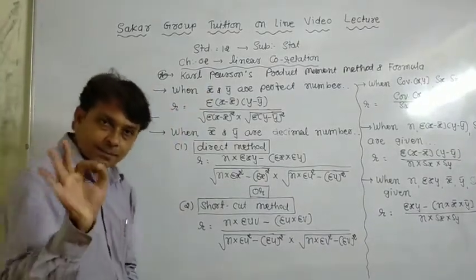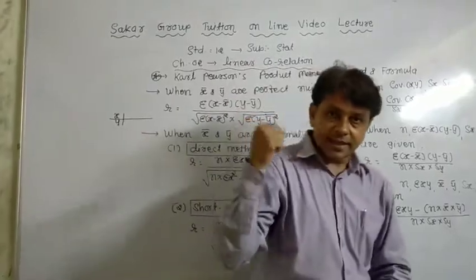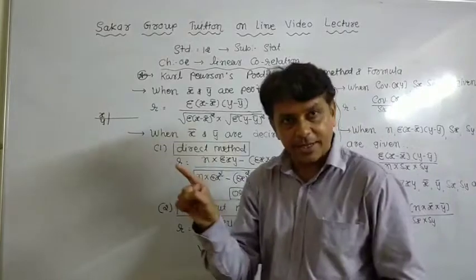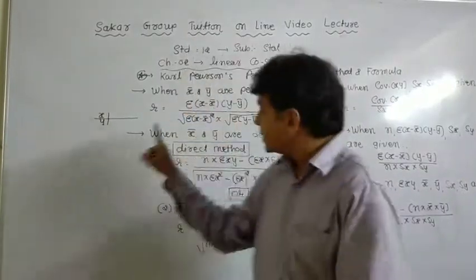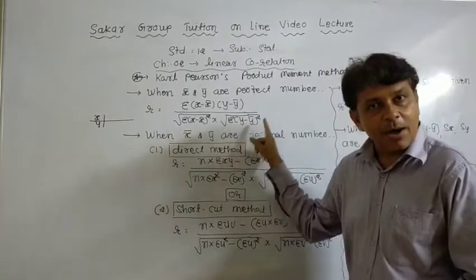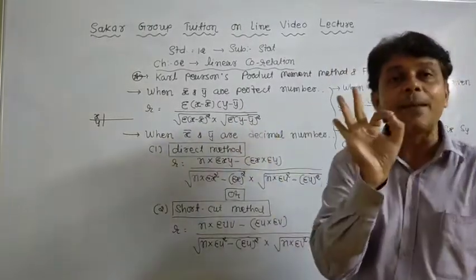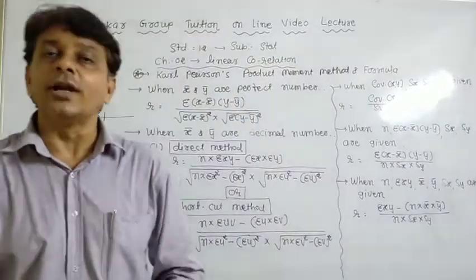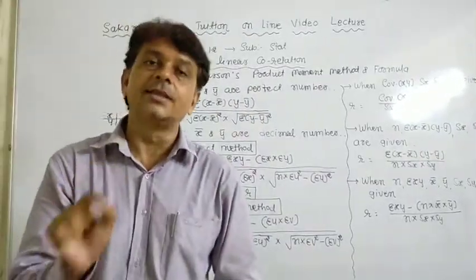This is called the product moment formula, which is taken this way: r equal to sigma x minus x bar into y minus y bar divided under root sigma x minus x bar whole square into sigma y minus y bar whole square. ओके, तो ये आपकी पहली फार्मूला बनेगी. I repeat again, this formula is taken only when both the means are perfect numbers.